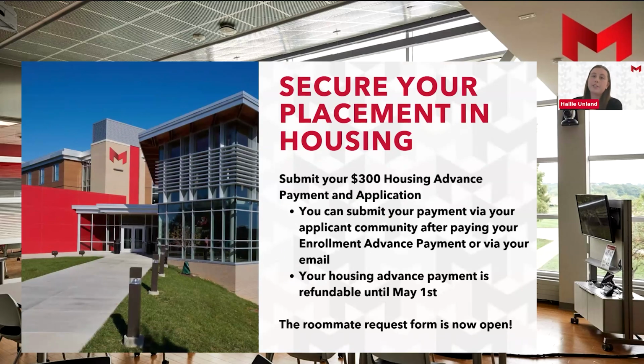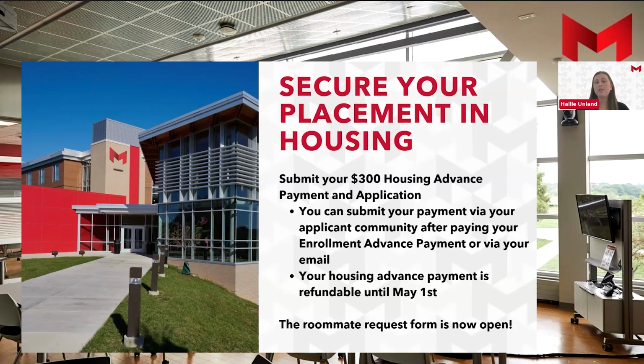Next up is, again, securing your housing. Similar to the advanced tuition payment, this is going to be in the applicant community. It is refundable till May 1st. There's not necessarily a deadline for this, but since housing is not required at Maryville, it is first come, first serve. So if there is a dorm that your student really wants to stay in, I would suggest putting the housing application down sooner rather than later, simply because that's going to give them a better chance of getting the dorm that they want, getting their first choice. So just keep that in mind.